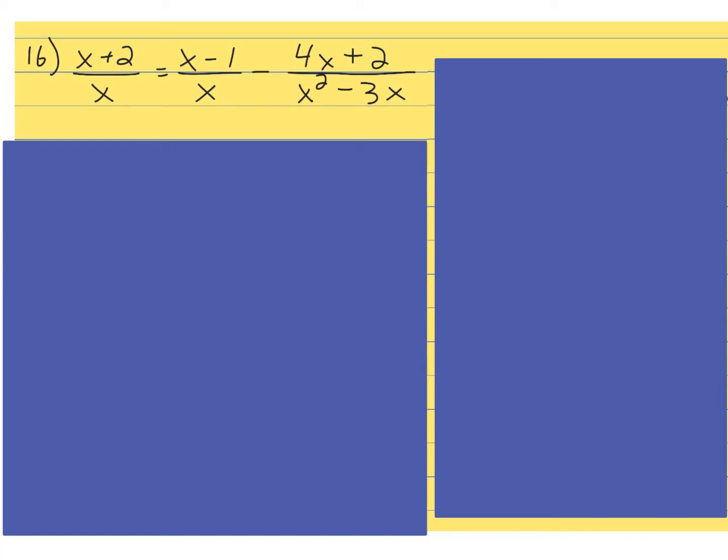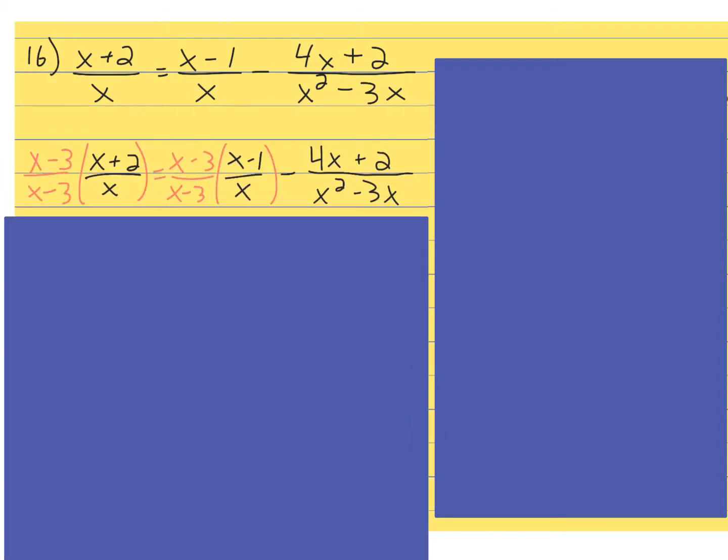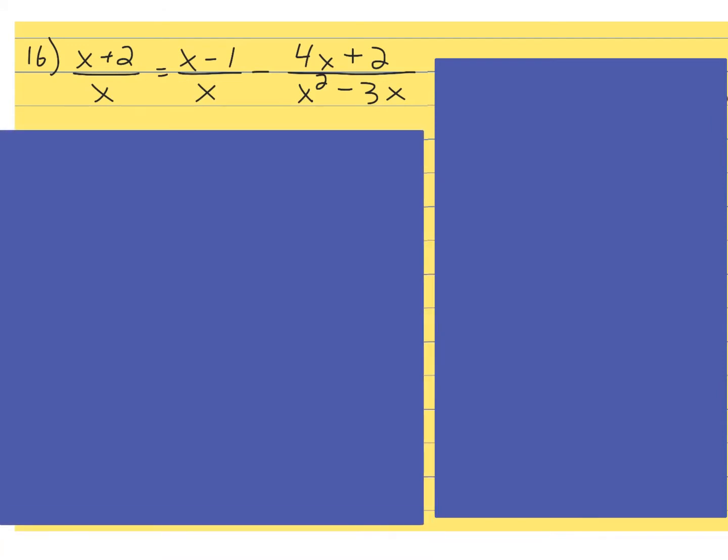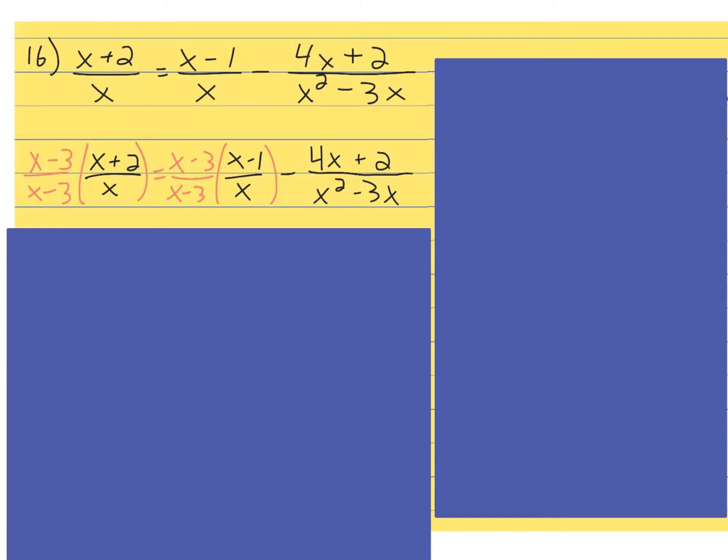And here's number 16. So again, what are we doing? We are looking to get a common denominator on all of these. And if we were to factor this right here, we could factor an x out of both of them. So it's x times x minus 3. These both already have the x, so we need to multiply those by x minus 3. Okay? And again, top and bottom.